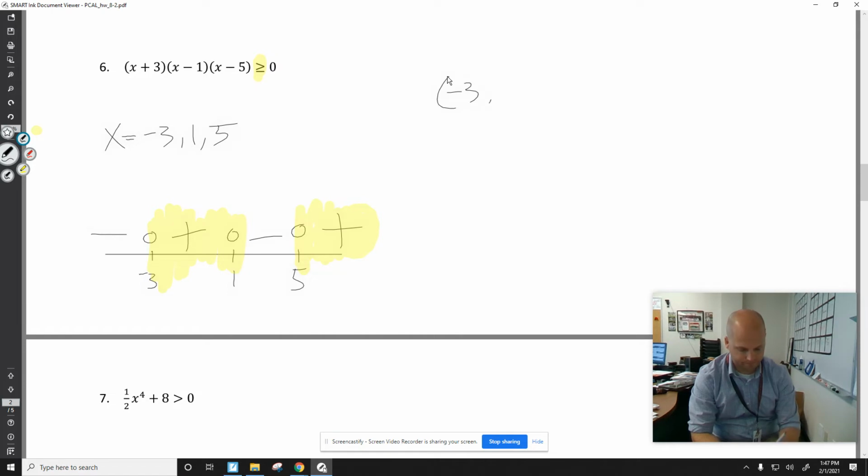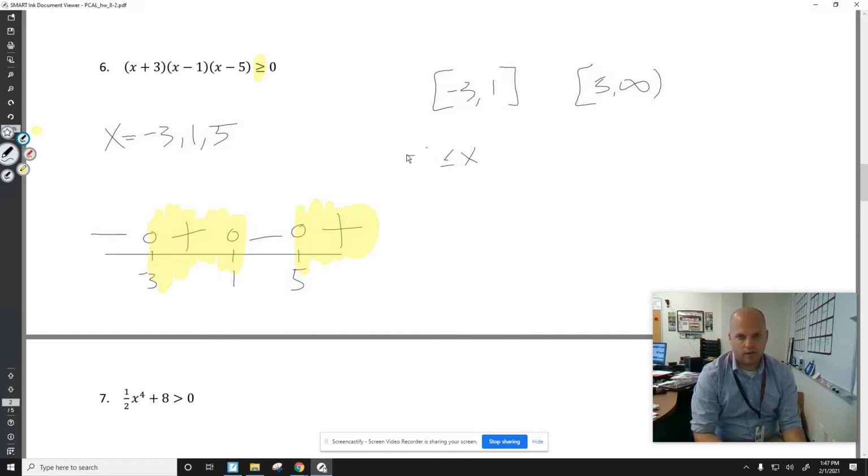From negative 3 to 1, including, and from 5 to infinity. You can't include infinity. Greater than or equal to negative 3, less than or equal to 1, greater than or equal to 5. All right.